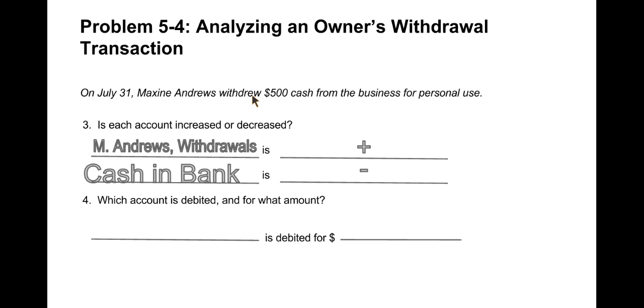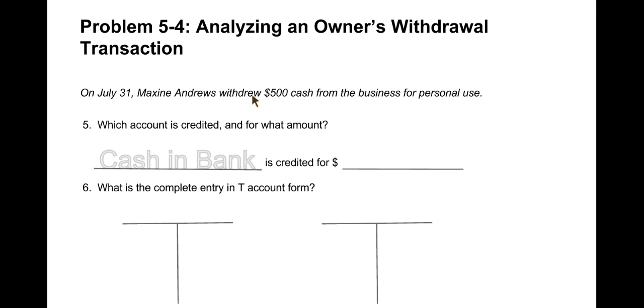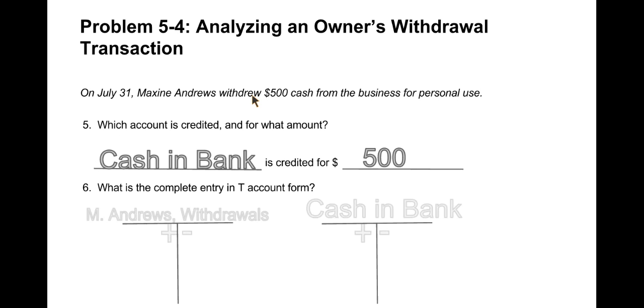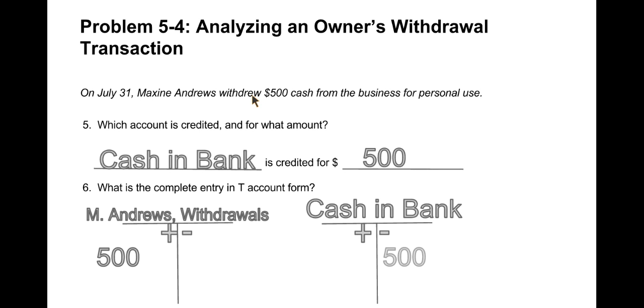So which account is debited and for what amount? Withdrawals increases with the debit, so we know that's our debit for $500. We know cash and bank is credited because there's money coming out. So one more time, let's look at it with the T accounts. Same rules, so it's got to be one increase, one decrease, because we have to have a debit and a credit. So withdrawals is our debit, and cash and bank is our credit.